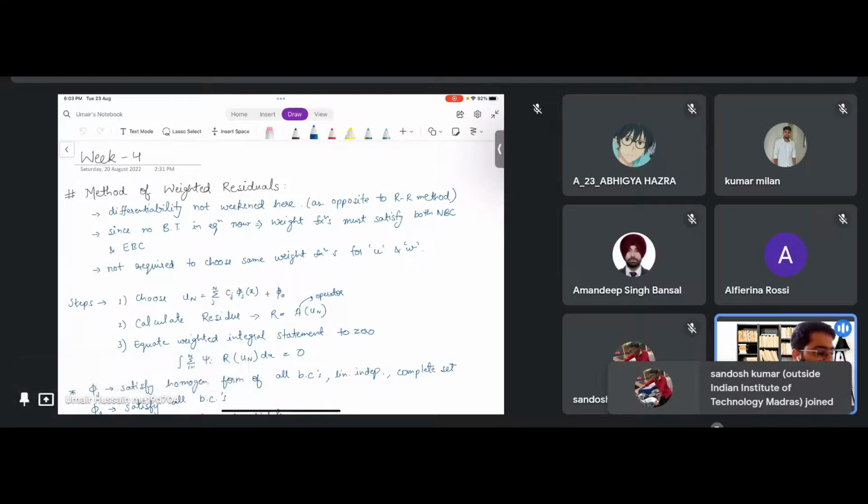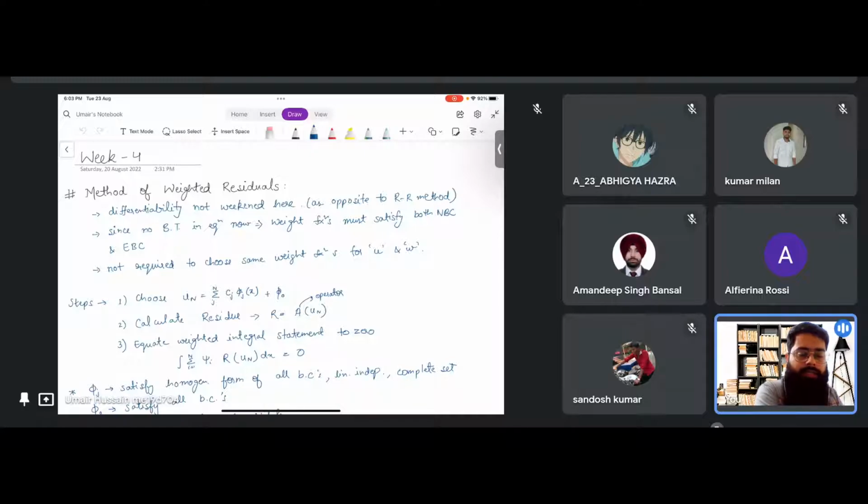Okay, since so many have joined just now, I'll repeat whatever I just said. So we are starting with the method of weighted residuals this week, and last week the last thing we studied was the Rayleigh-Ritz method. Can someone point out the basic difference between the two methods? And why exactly are we studying the weighted residual method, since we've already studied Rayleigh-Ritz? Why do we need weighted residuals?